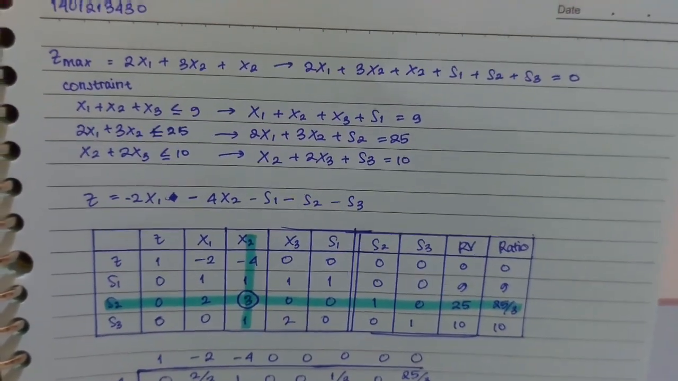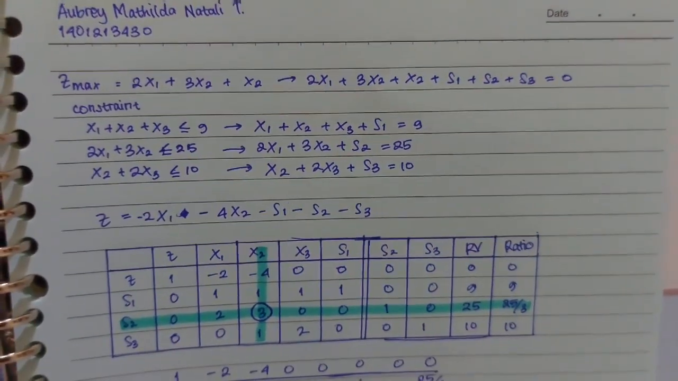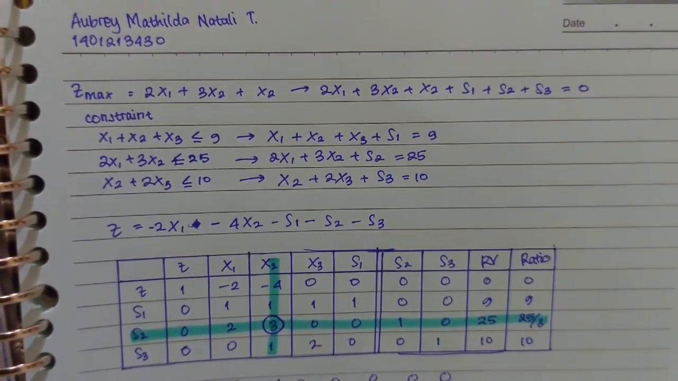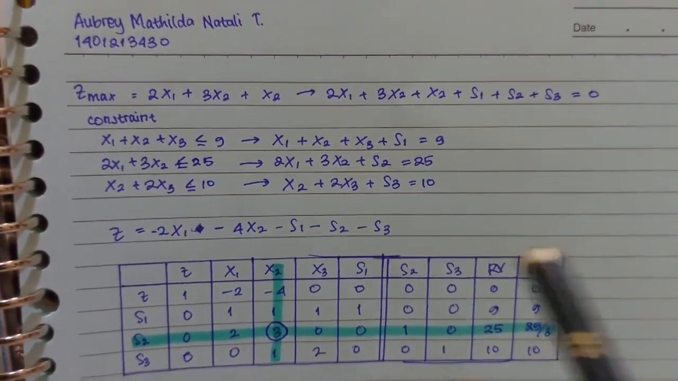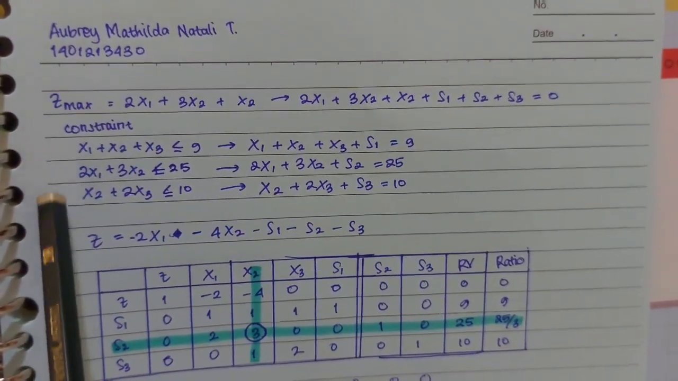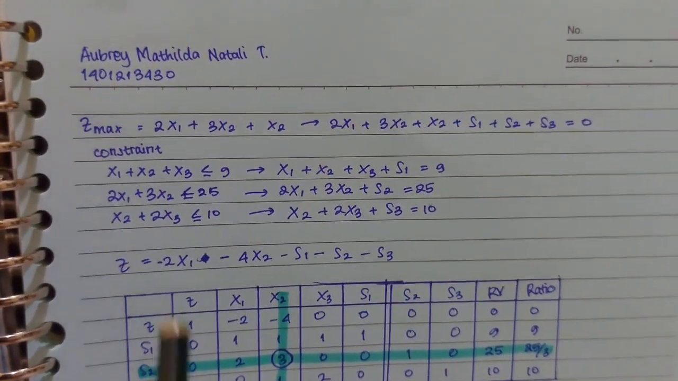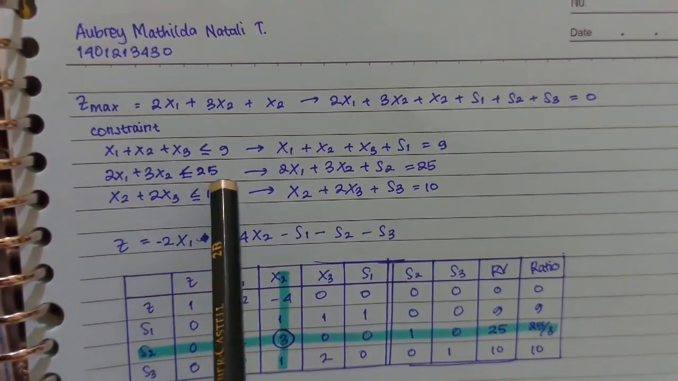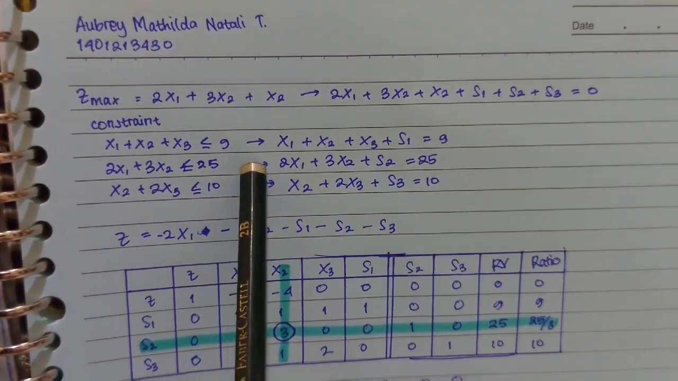Next, we should add the slack variable. This is the slack variable. We should add the slack variable to all the constraints and the objective. For example, x1 plus x2 plus x3 is less than or equal to 9, right?